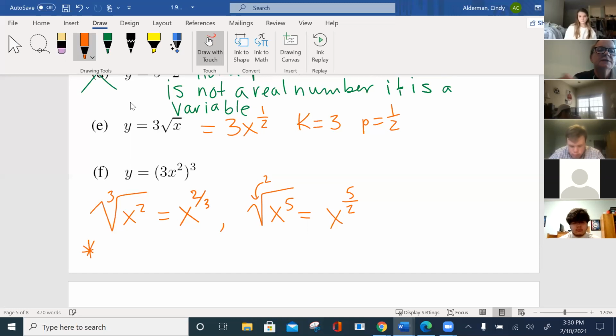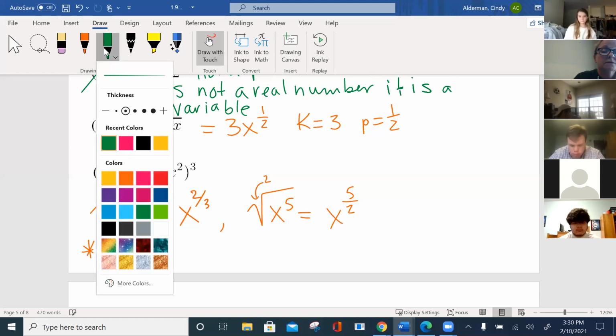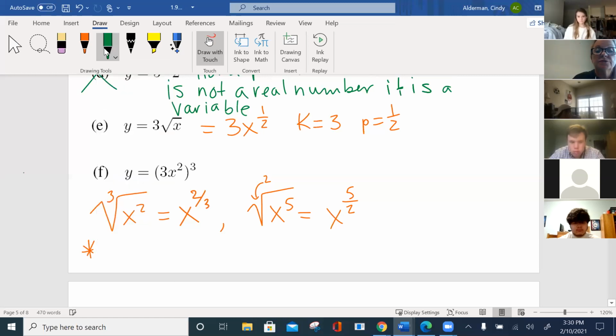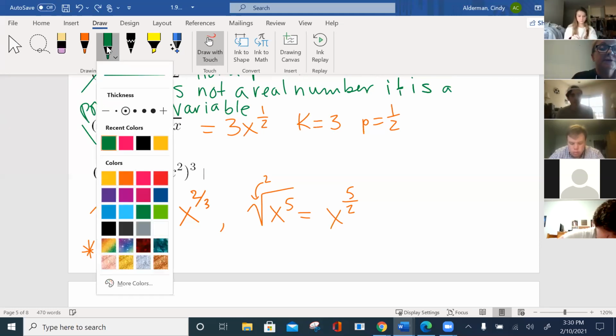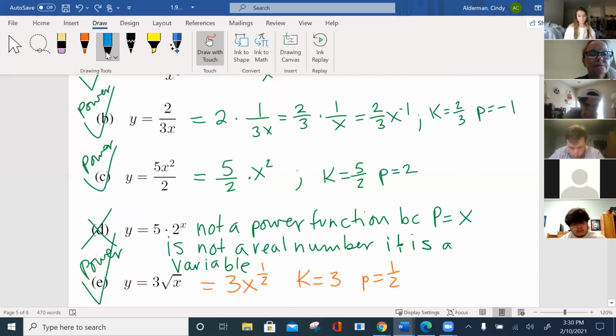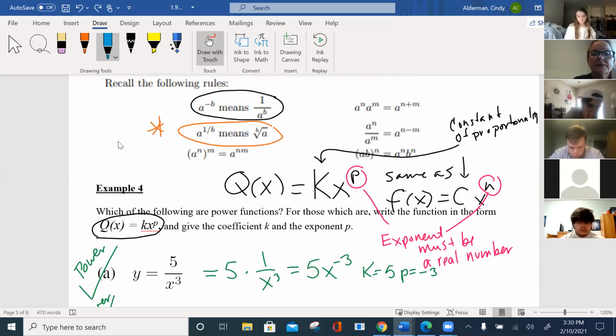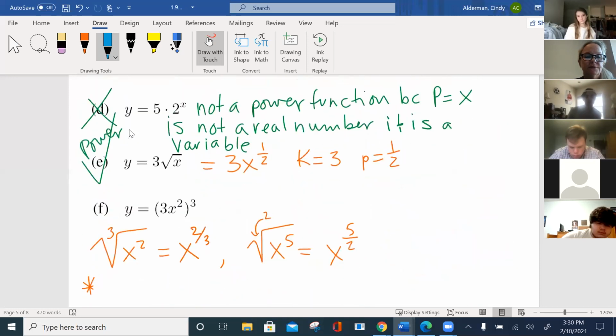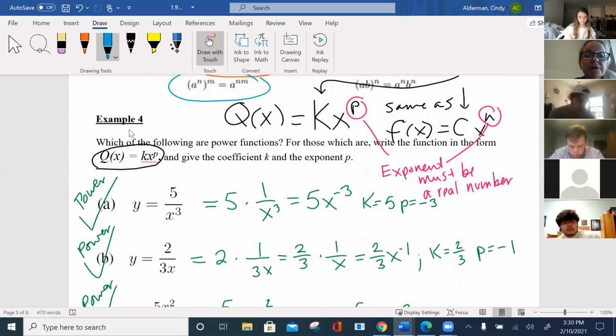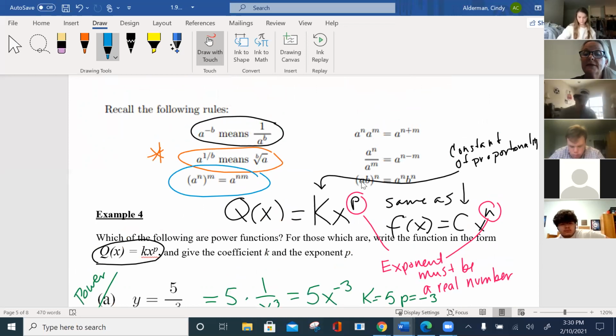Okay, and now we're going to use another rule. Oh wait, did we say, oh, so this is a power function, right? Yeah, we decided. All right, this next one, I'm going to use a different rule, different color. Here we're going to use the power of a power rule. The power of a power rule says that you multiply the exponents. Or actually, is there a power of a product rule? Yeah, and this.